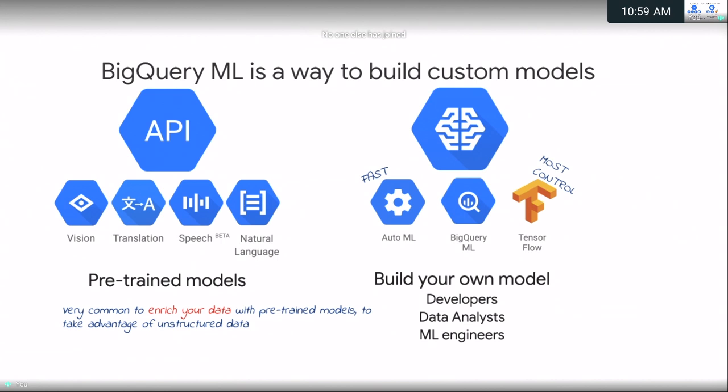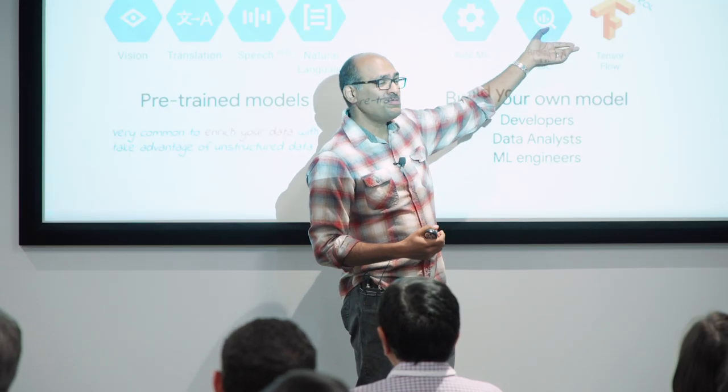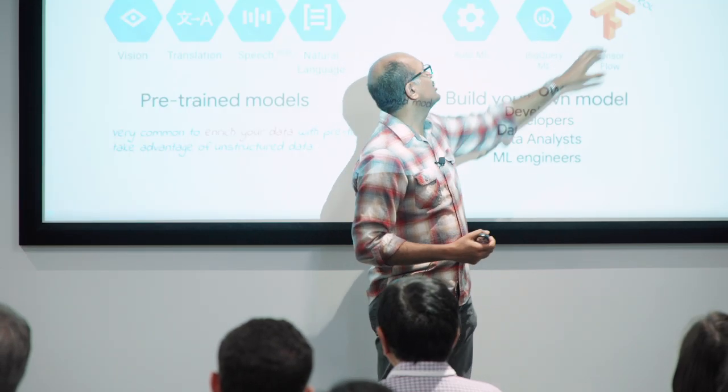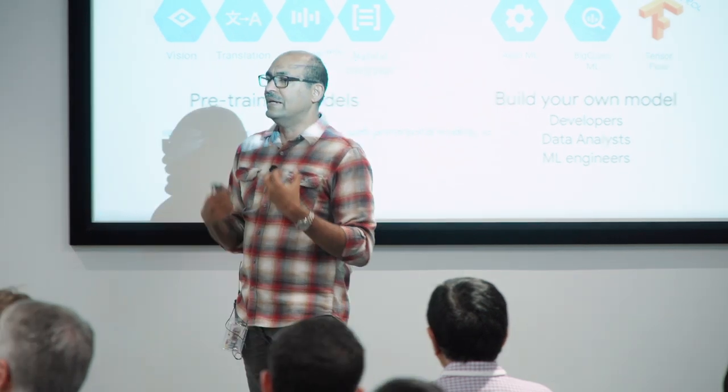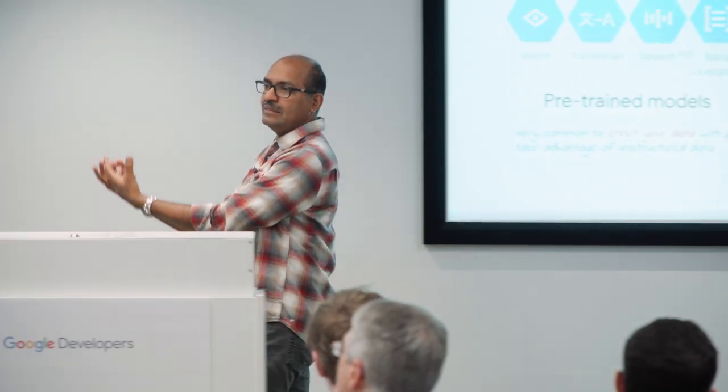And how do you choose between them? Well, the way you choose between them is based on how much control you want, right? And how much time you're about to spend. The more control you want, then you can go to a custom model. But for quick, fast development, there's nothing that beats something that is much easier to use, which is BigQuery ML.